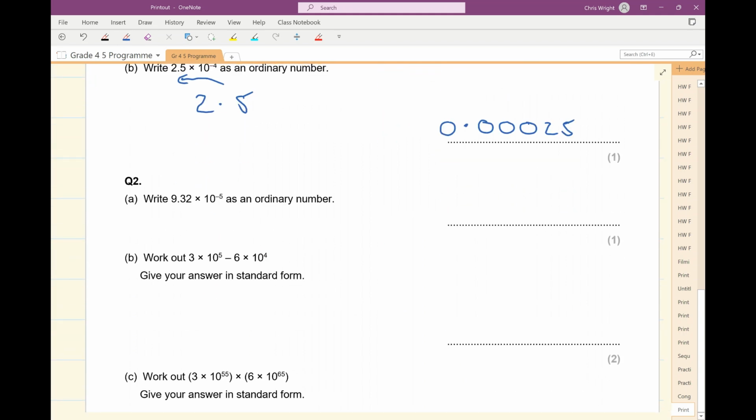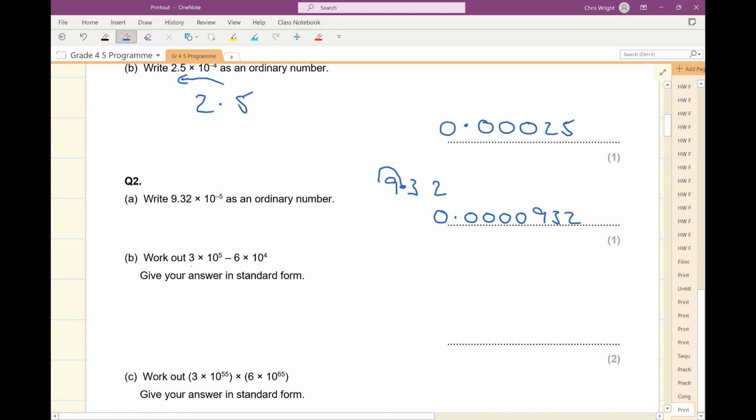Question 2. Write 9.32 times 10 to the minus 5 as an ordinary number. Well, one hop, and I'll need to make 4 more, won't I? So I'm going to have 4 zeros after the point before the 932.